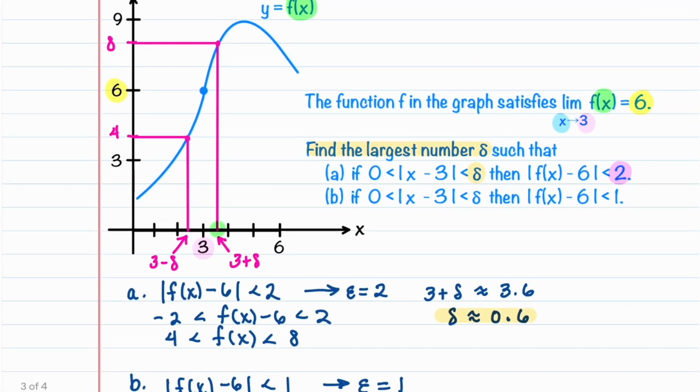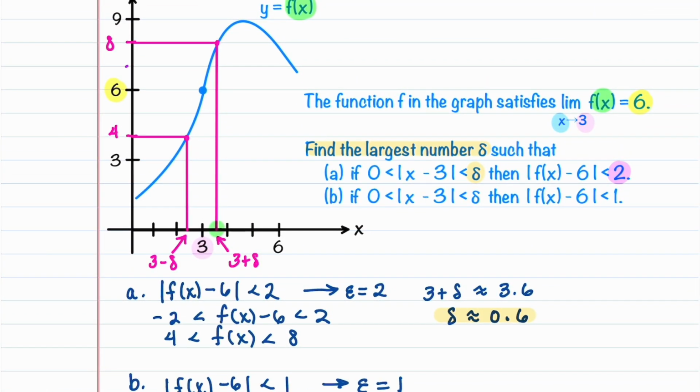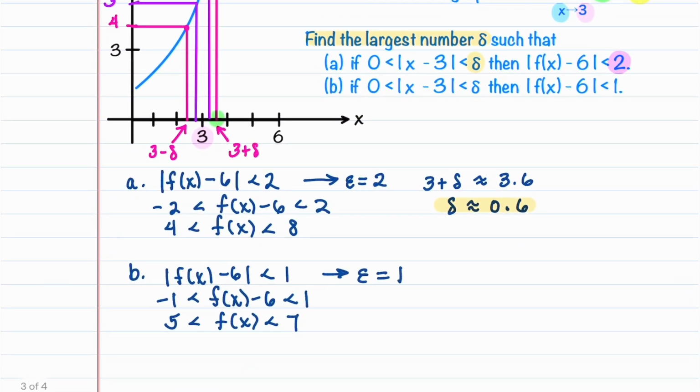And let's go back up to our graph and put in 7 and 5, because that's what f of x has to range between. Let's now draw a line over to our graph from both of those, and then we're going to draw our line down. Now we have to look at our graph and estimate what 3 plus delta is equal to. Let's put in our graph here that this point is 3 plus delta.